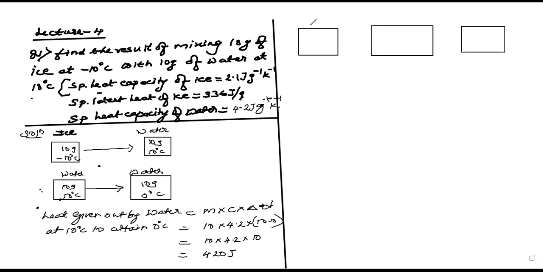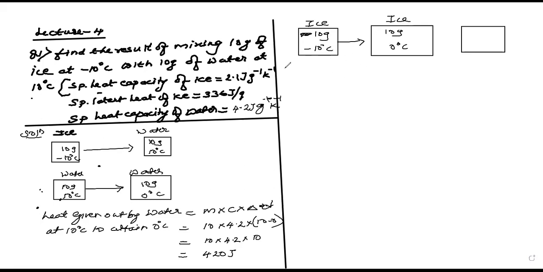Suppose you've got ice, and the mass of ice is 10 gram only. You have only 10 gram of ice, but it is at minus 10 degrees Celsius. So this ice will absorb this heat. And suppose all the ice absorbs heat and its temperature comes to 0 degrees Celsius. The ice at minus 10 degrees Celsius comes to ice at 0 degrees Celsius. That means here no change of state.